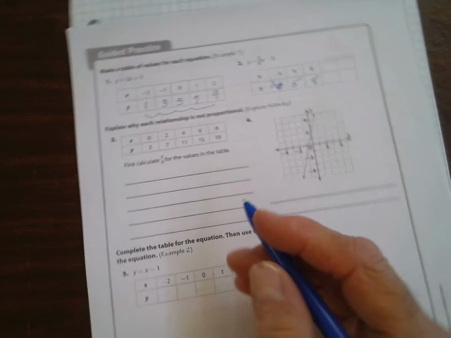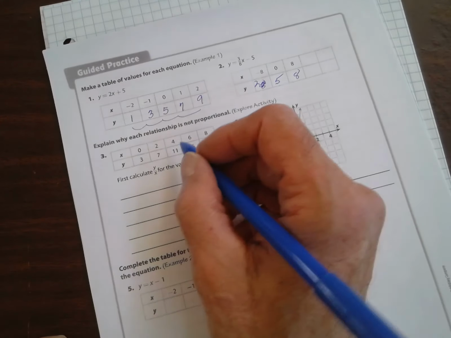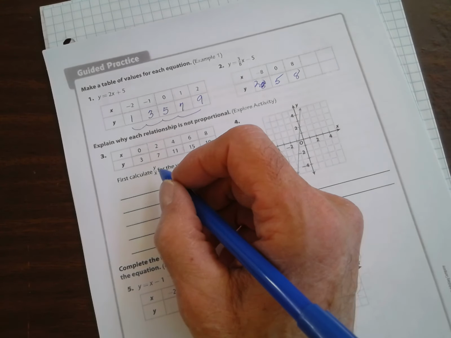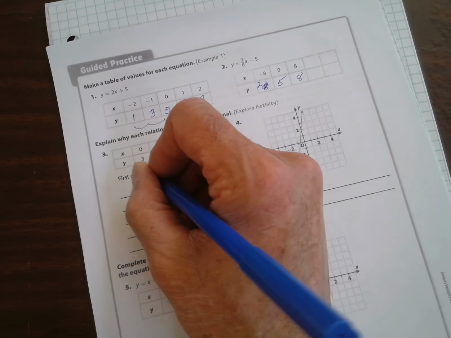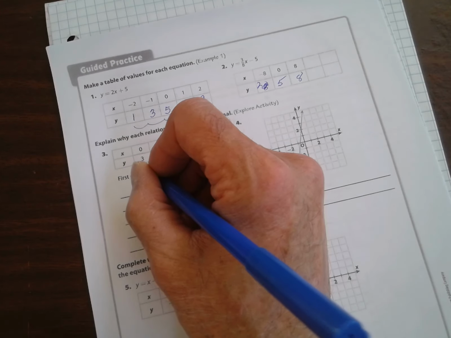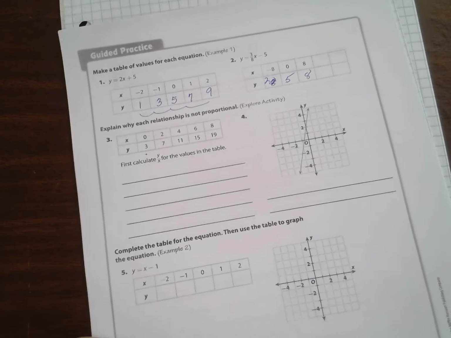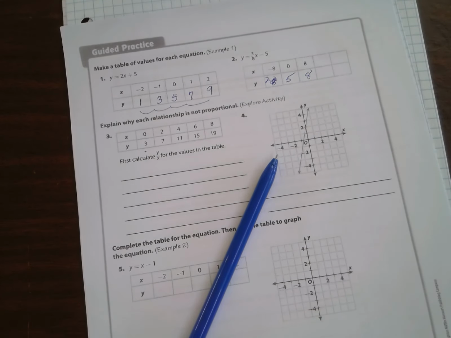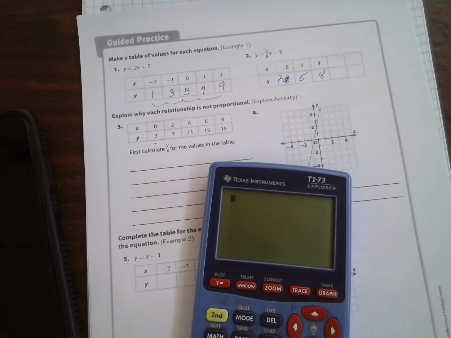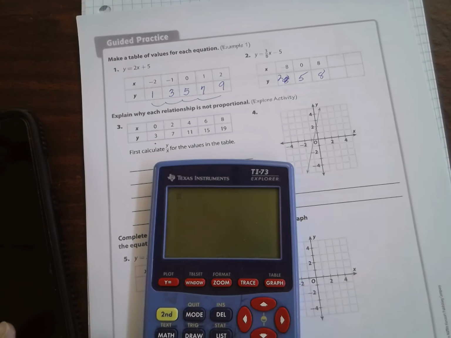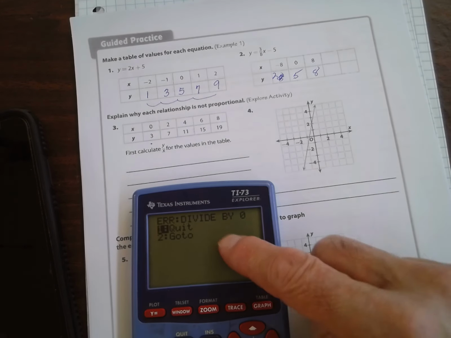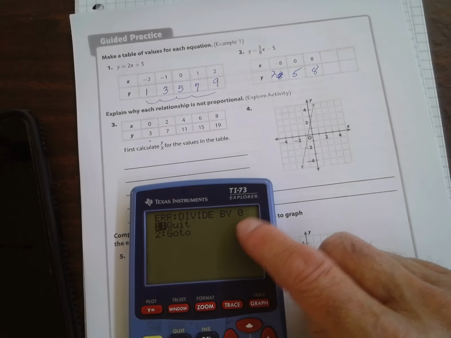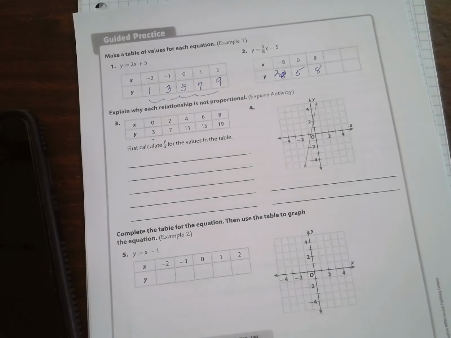So, if I'm going to calculate y over x, this is not possible. Okay? So I'm going to use a calculator. I'm going to show you what I'm talking about. 3 divided by 0. Error, divide by 0. You can't. Any calculator in the land you'll use, you'll get the same thing.